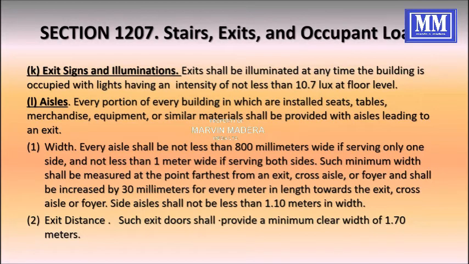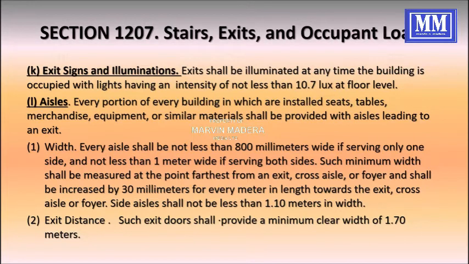Such minimum width shall be measured at the point farthest from the exit across cross aisles or foyer and shall be increased by 30 millimeters for every meter in length towards the exit across aisles or foyer. Side aisles shall not be less than 1.1 meters in width. The exit doors shall be provided with a minimum clear width of 1.7 meters.